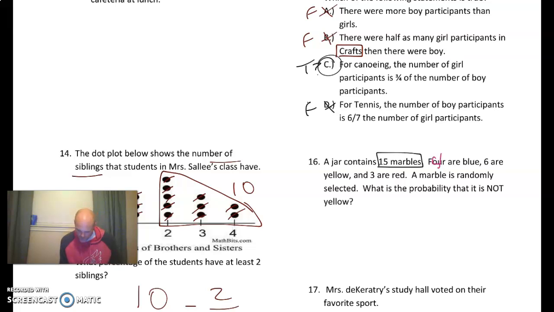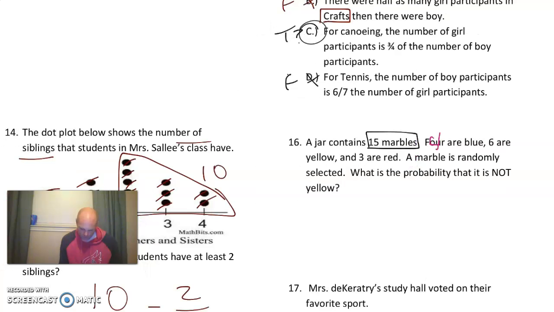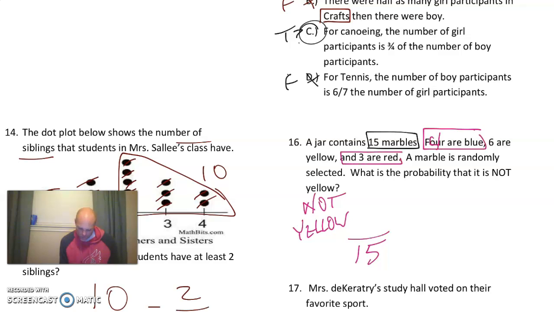All right, 4 are blue. I'm going to write the number 4 over that because I don't like written out numbers in problems. 4 are blue, 6 are yellow, 3 are red. A marble is randomly selected. What is the probability that it is not yellow? So we already know that there's 15 marbles in it, and we need not yellow. Not yellow. Okay. So 4 are blue, 6 are yellow, and 3 are red. Well, there's 3 red ones and 4 blue ones, so that is 7. 7 out of 15. Don't miss that not. It's capitalized and everything. Like it's screaming at you.